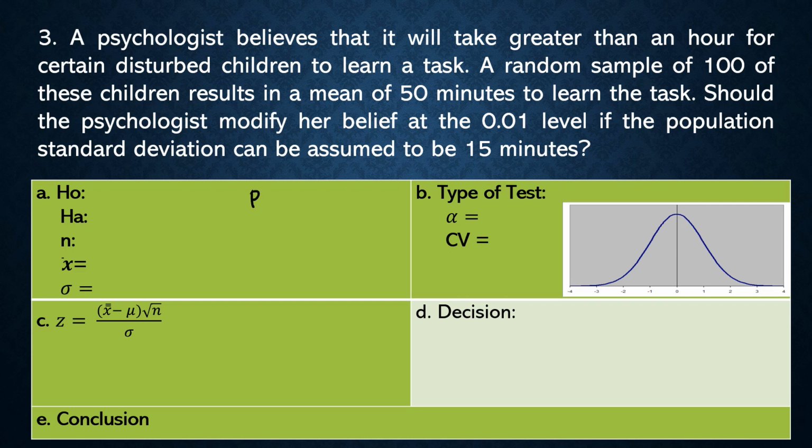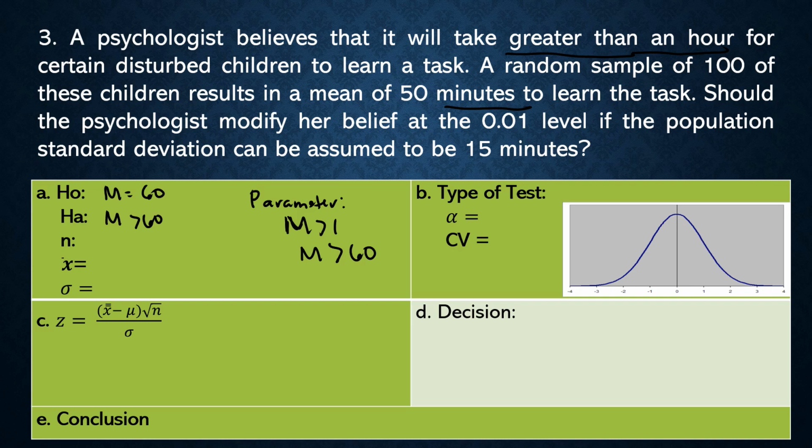So the parameter in this problem is: a psychologist believes that it will take greater than an hour. So it will become mu is greater than 1 hour. But since we're dealing with minutes, let's rename this as mu greater than 60 minutes. Why? Because 1 hour is equal to 60 minutes. So if we transform mu greater than 60 minutes into null and alternative, it will be mu equals 60 and mu greater than 60.